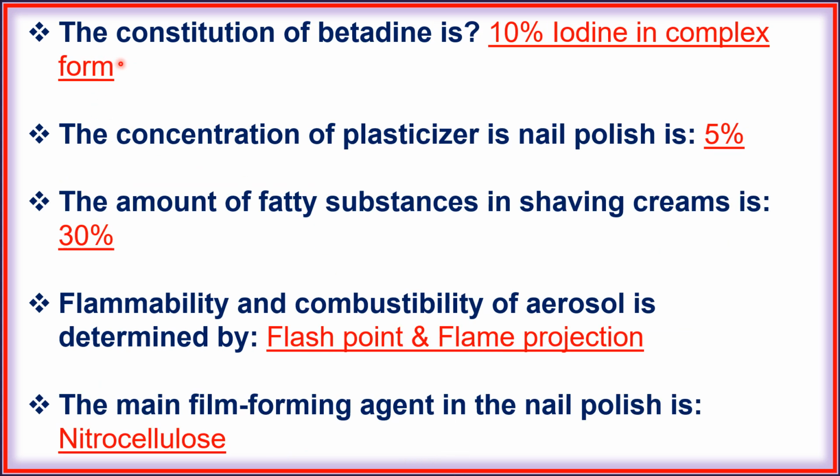Next, the constitution of Betadine is 10% iodine in complex form. Next, the concentration of plasticizer in nail polish is 5%. Next, the amount of fatty substances in shaving cream is 30%. Next, flammability and combustibility of aerosol is determined by flash point and flame projection. Next, the main film forming agent in nail polish is nitrocellulose.